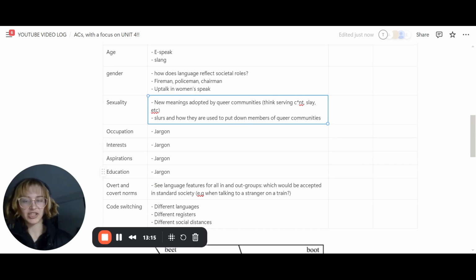Occupation, interest, aspiration, and education are all pretty similar parts of identity in the way that they are represented through language. A lot of the time it's just jargon, but have a little bit of a think about the subtle differences between each of them, like how occupation is more of an external part of your identity, whereas interests and aspirations are internal facets of your identity.